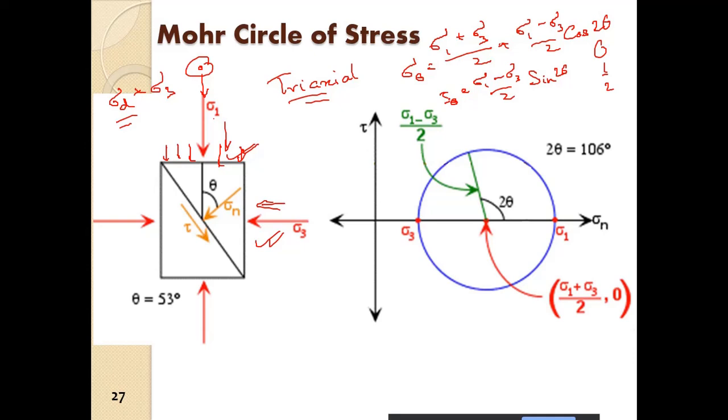So here, if I plot, suppose I take theta equal to 0, tau theta is also 0, because theta is equal to 0 in both cases. Tau theta will be 0 because sine of 0 is 0. So where will tau plot? Sigma 1 minus sigma 3 by 2.